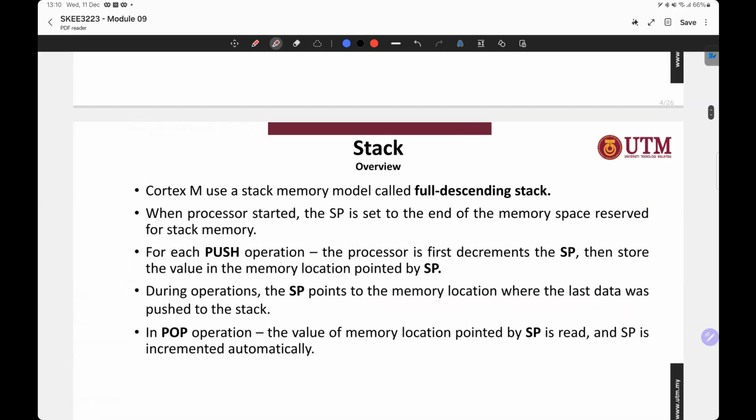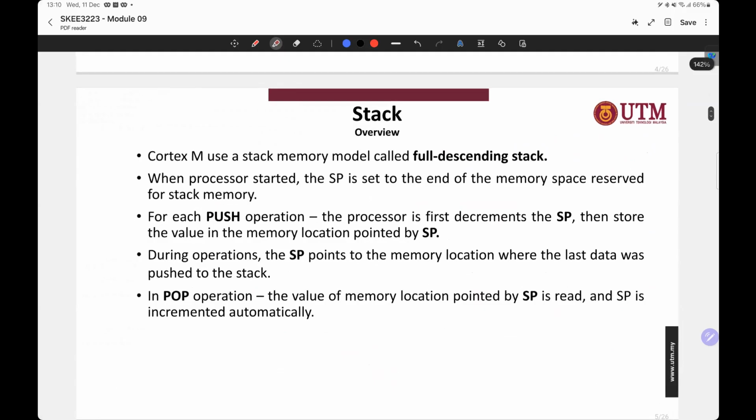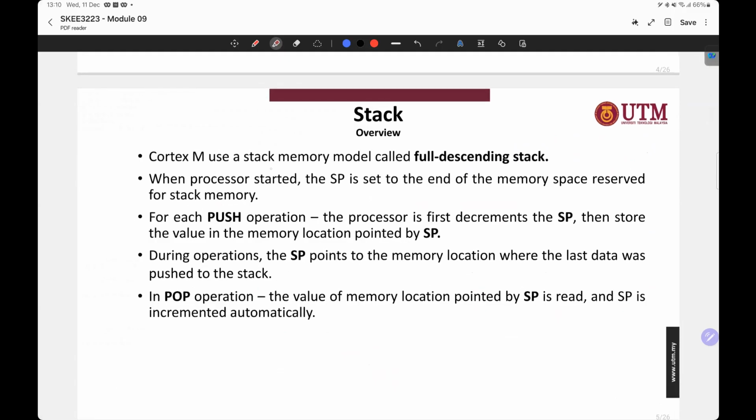Okay, so the Cortex-M uses a stack memory model called a full descending stack. What is a full descending stack? When the processor starts, the stack pointer is set at the end of the memory space reserved for the stack memory. So every time you're going to use the stack, make sure that your stack pointer points to the last address of your RAM. That is the ideal place to put the stack.